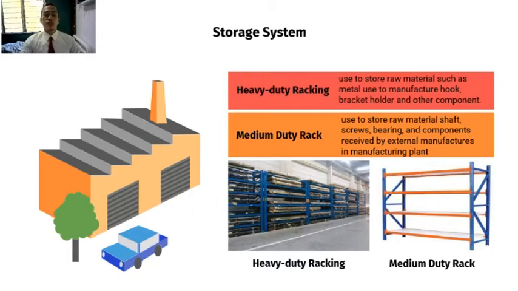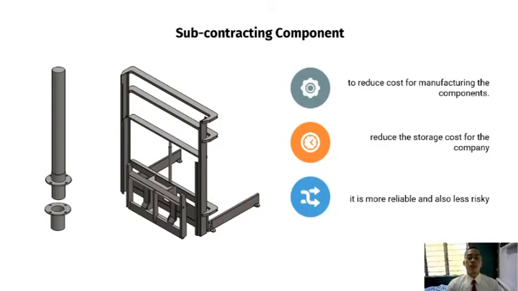In the manufacturing plant, we also assign some of our designs to subcontractors, which are the pole and the twin arm lifter frame. We subcontract those 2 designs to reduce the cost of manufacturing the components, reduce the storage cost for the company, and it is more reliable and least risky, as the subcontract company may have more experience and skill in manufacturing the components.